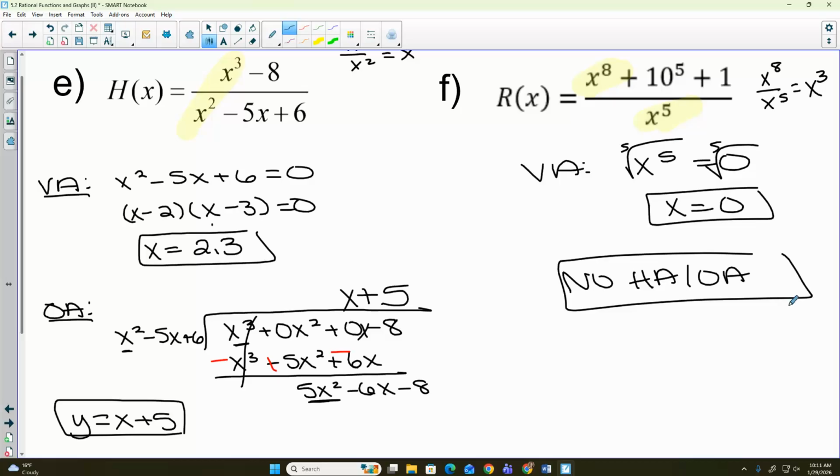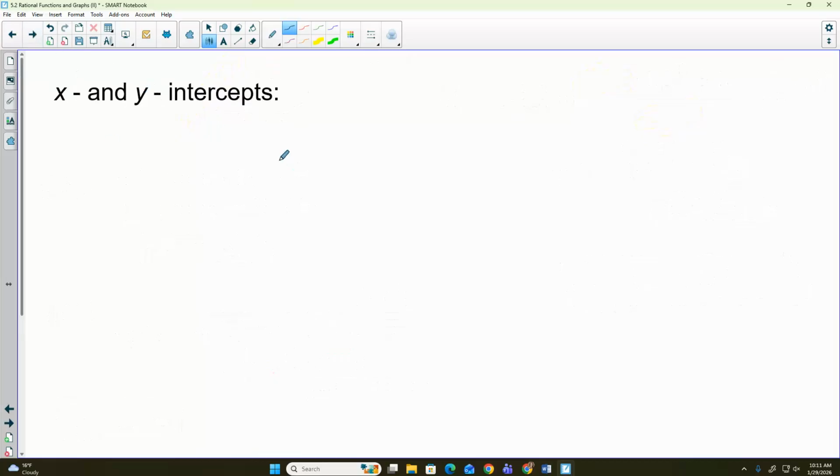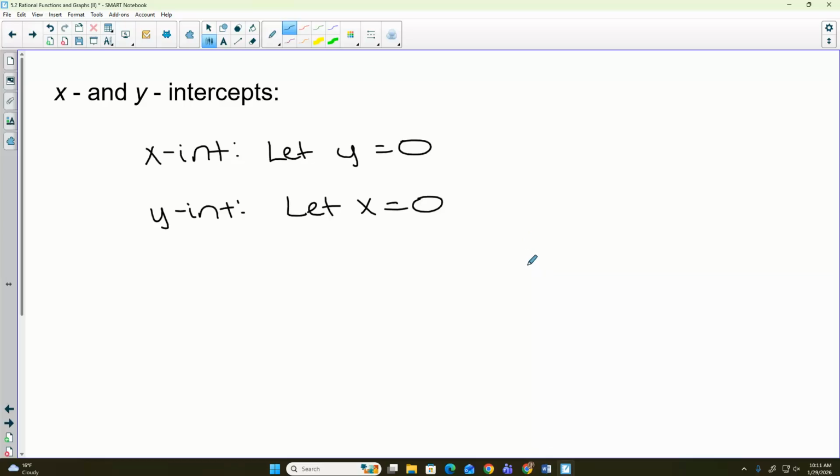Any questions about finding these? Last thing I want to mention, nothing new. We've done it with lots of different things, lines, quadratics, polynomials. How do you find an x-intercept? Every time? How do you find a y-intercept? So intercepts haven't changed. Same thing, we can do it with these functions.